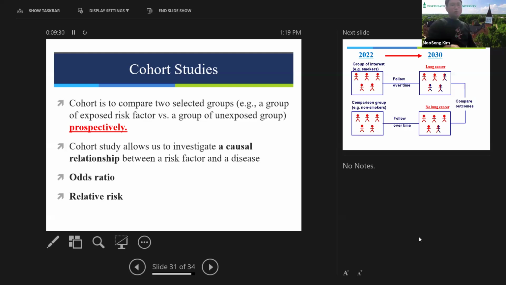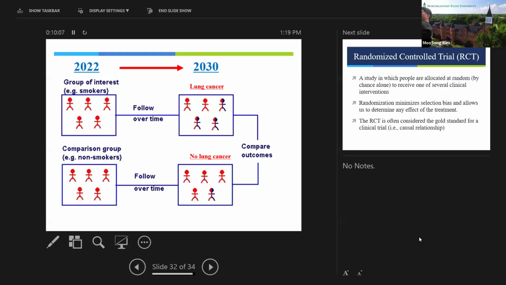So in cohort studies, we compare two selected groups, one having the risk factor like smoking and one non-smokers, and then we monitor their behaviors for a longer time, and then we see the outcome of the disease in the future. That is the cohort study design. Prospectively monitor their behavior and then see the outcomes in the future. So like this.